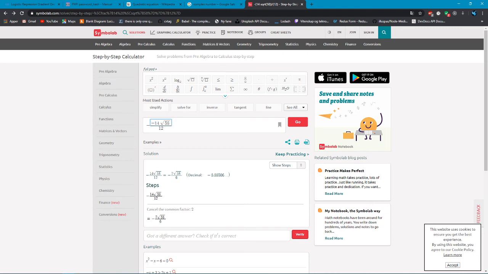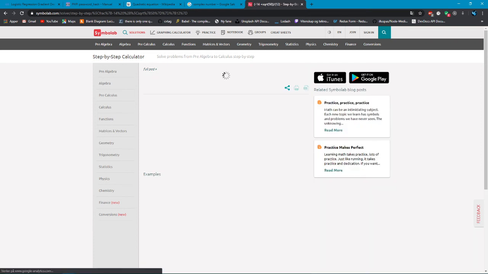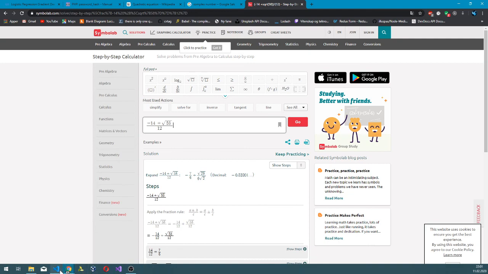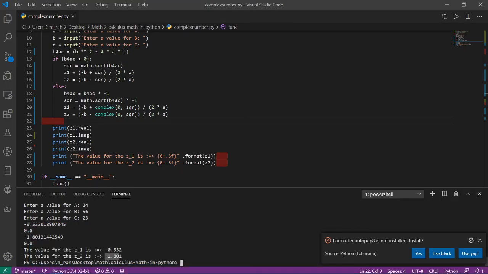If we say minus and plus, we can just remove this one. So we say this, and if you see, we have this minus 0.532, so we actually got the same result when we ran that. And the second one, for set2, is also the correct value we got.